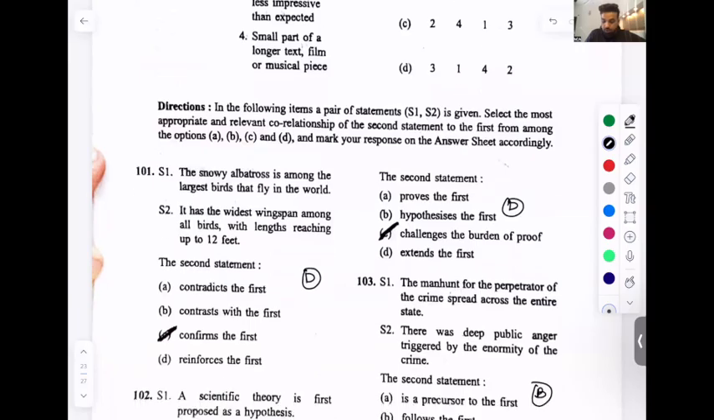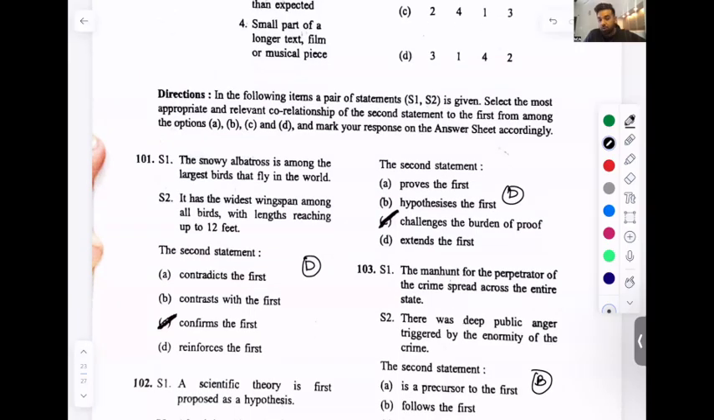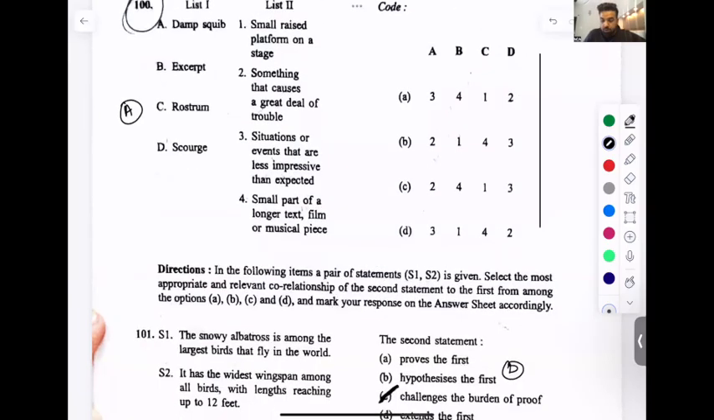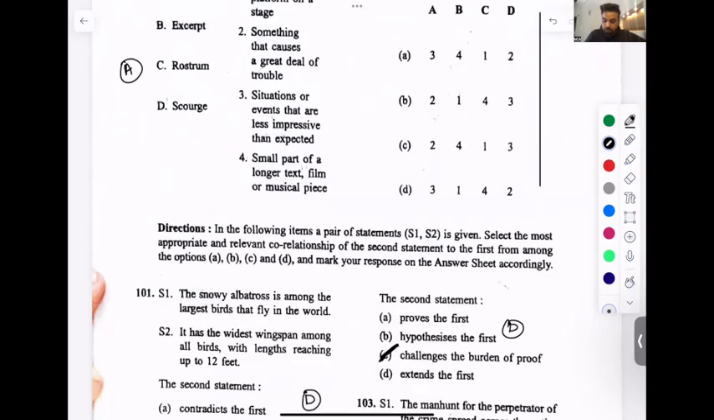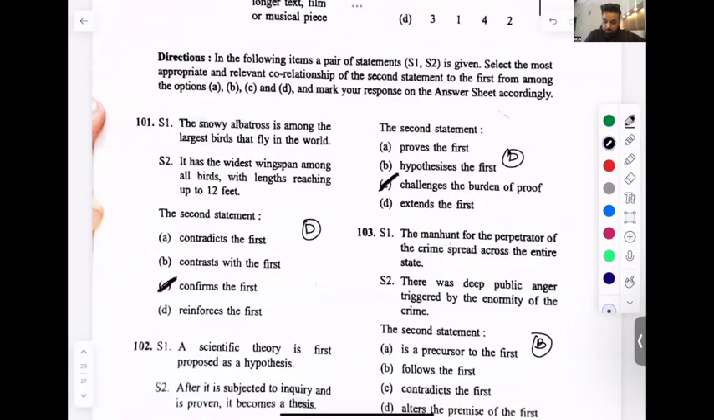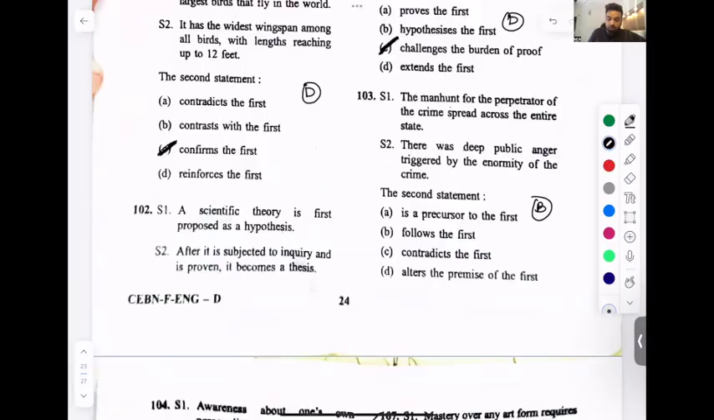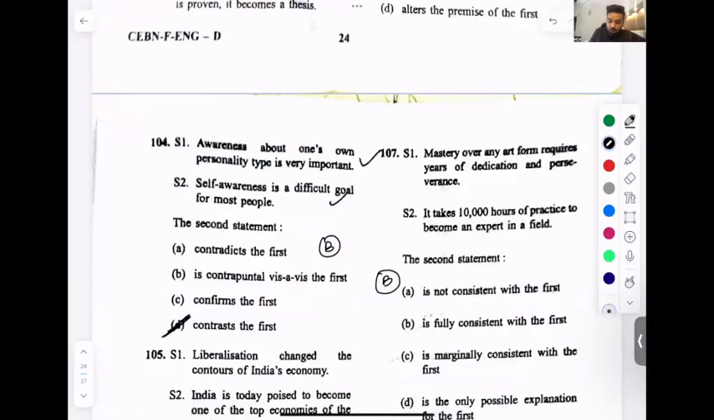Earlier, these questions were easy but time consuming. I would suggest that. So they did not put any comprehensions this year. 101st delta, 102 delta, 103 bravo. But here now the problem comes: precursor, what is it, contradicts and everything.